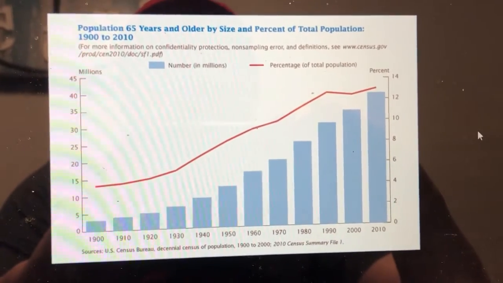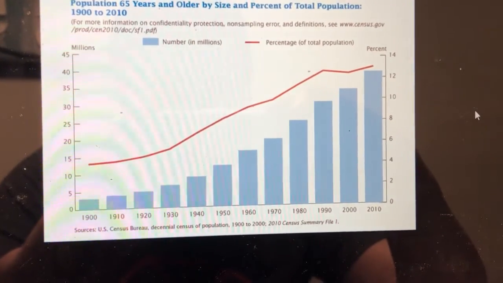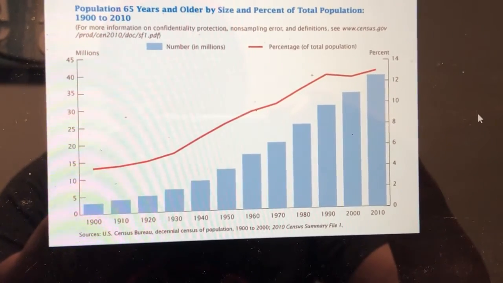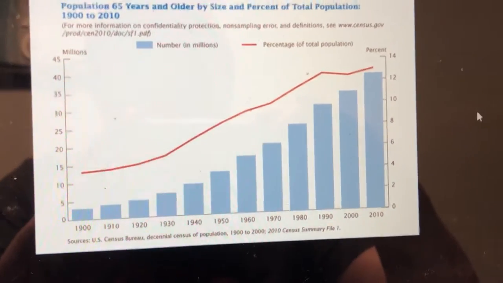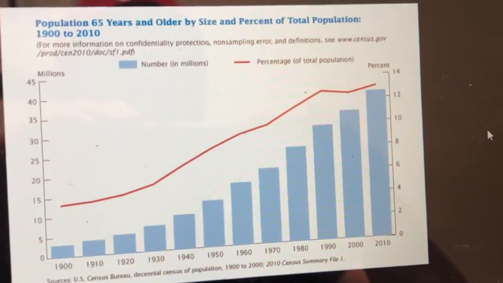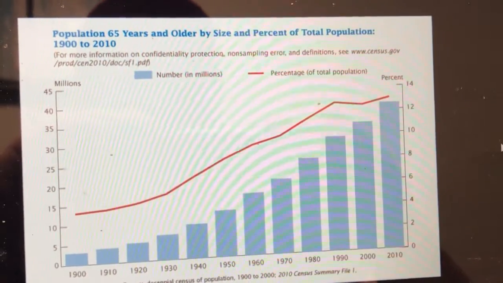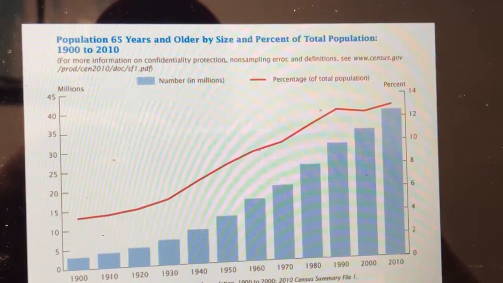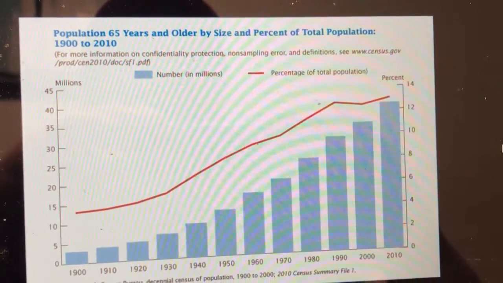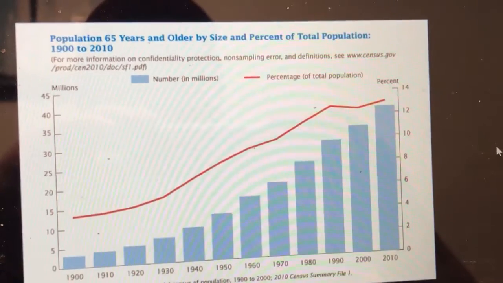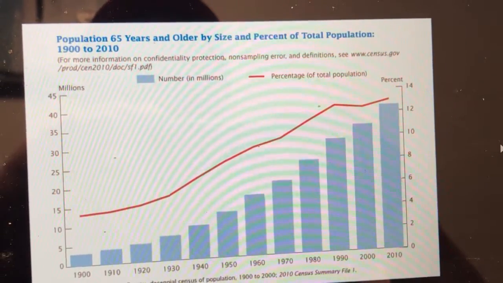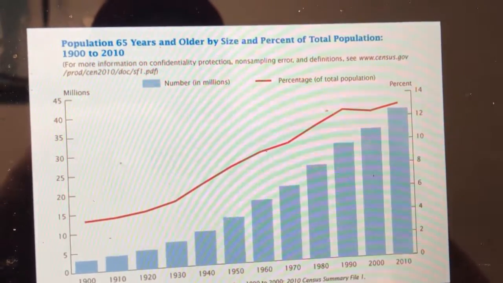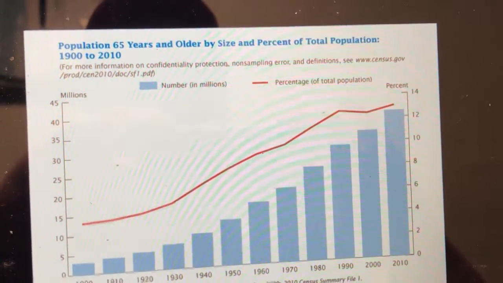Now, I know that we haven't worked a whole lot on data yet. That's actually one of our last units in math this year. But we know enough that we can read this graph. Our title tells us what we're graphing about. It says the population 65 and older by size and percent of the total population, 1900 to 2010. So we're only going to focus on what's in the blue. That's the population 65 years and older by size.